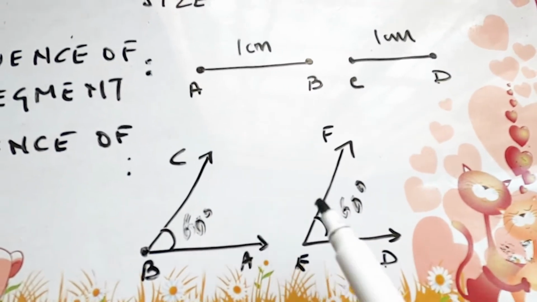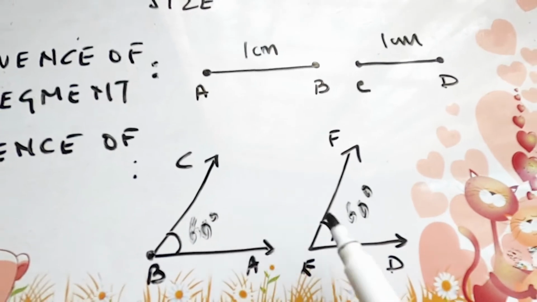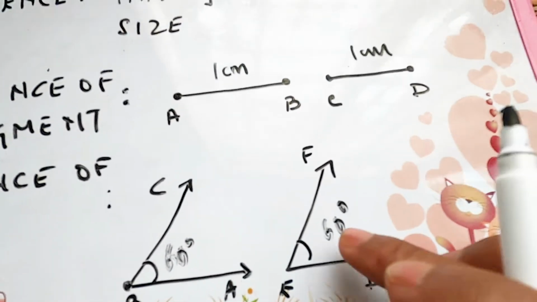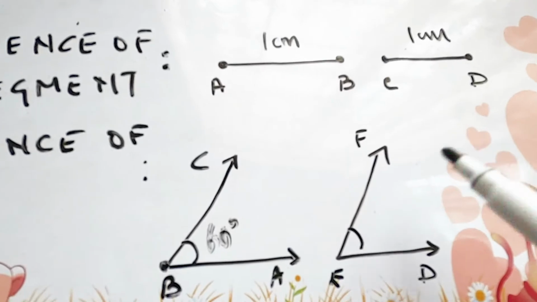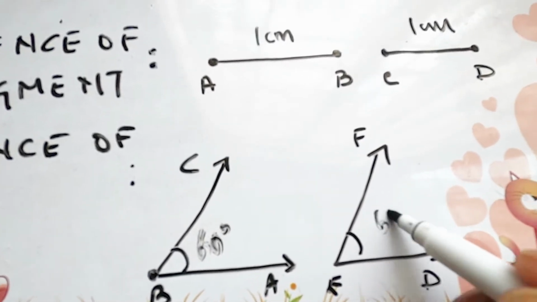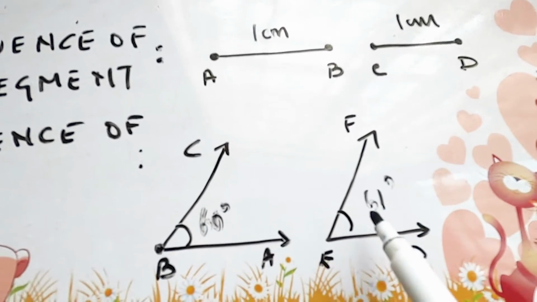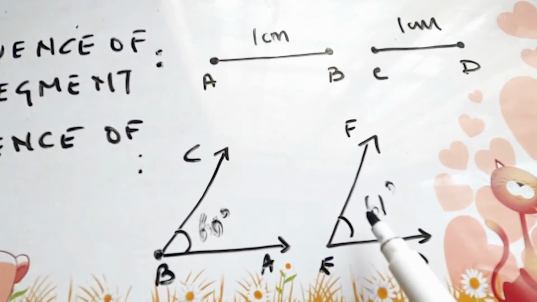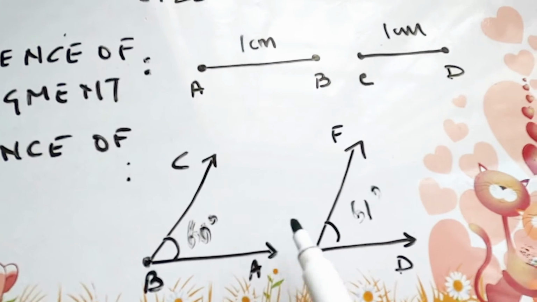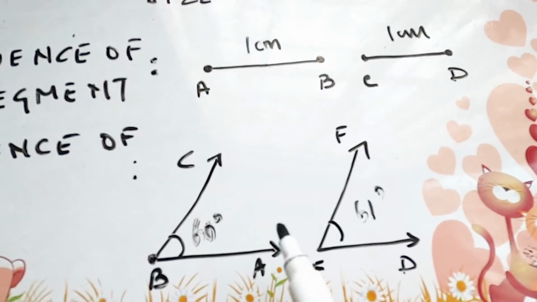What is the reason? Because their measurement is the same. Suppose angle DEF is 61 degrees. In this case we can say that the two angles are not congruent, since the two angles are not equal in measurement.